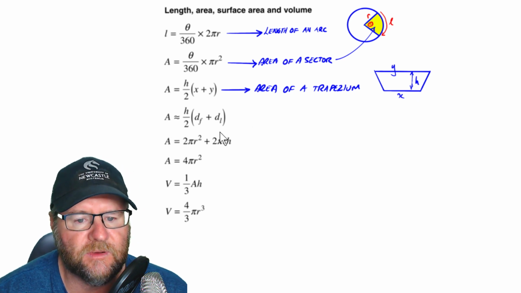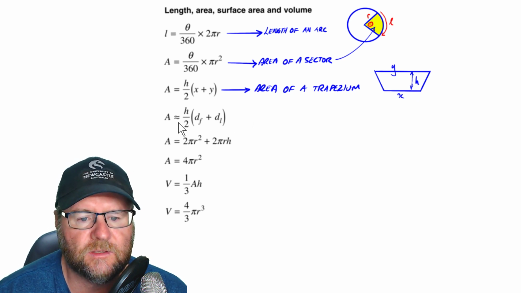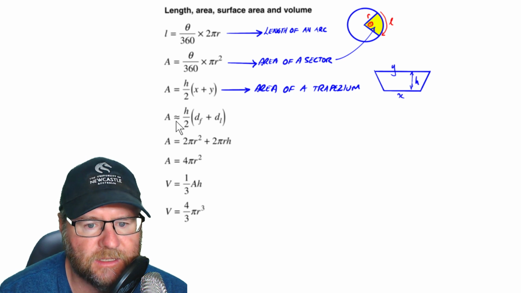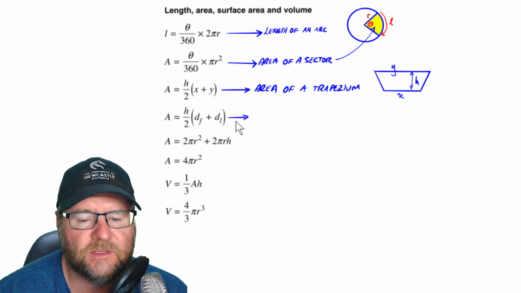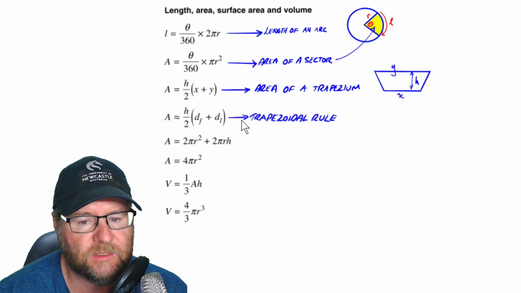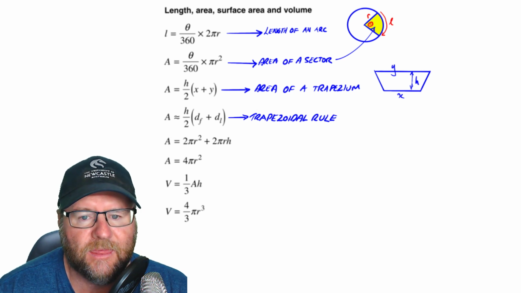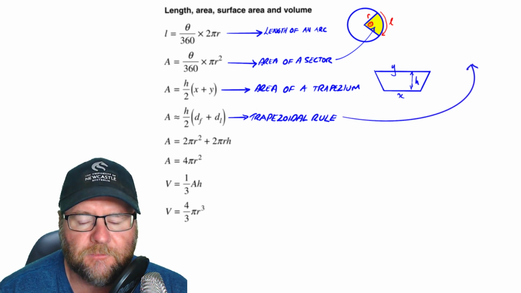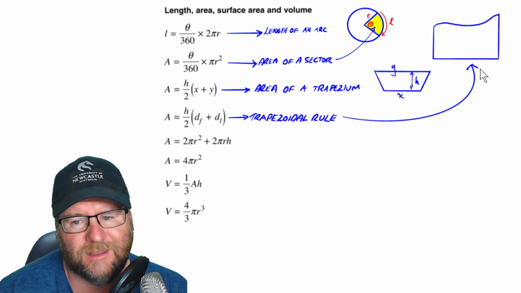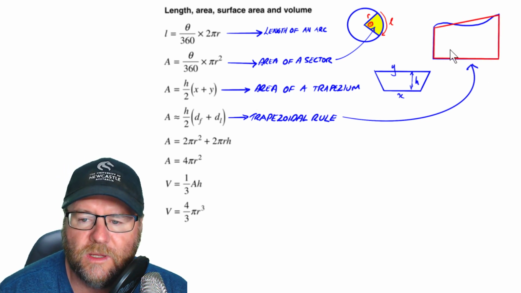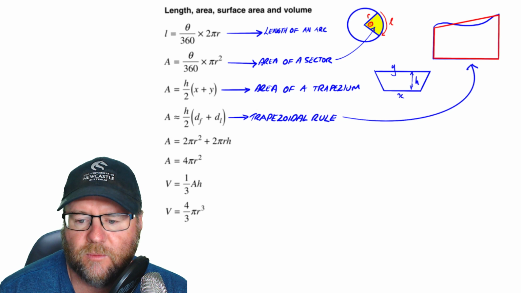That leads on to something very similar. This next one looks similar. You'll see this little squiggly equals sign. This means approximately, because this is what we're going to use for our trapezoidal rule. This is where we use a trapezium to work out. Let's just see if we can back that up one.